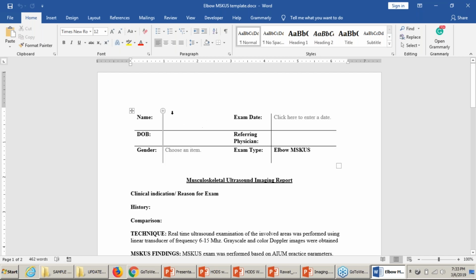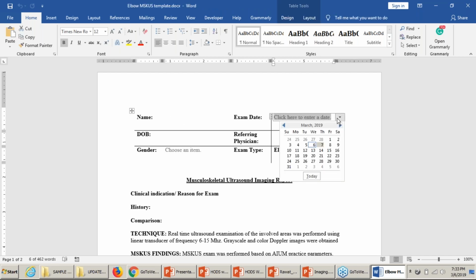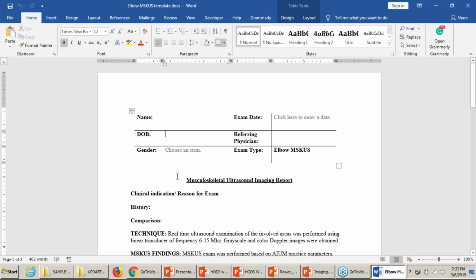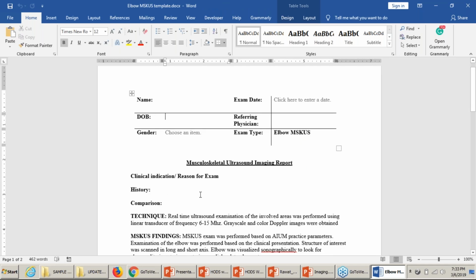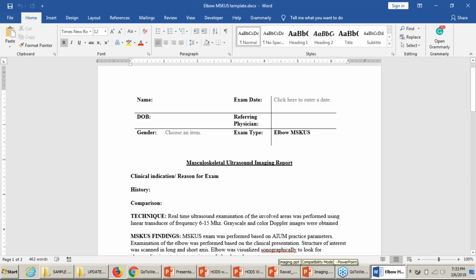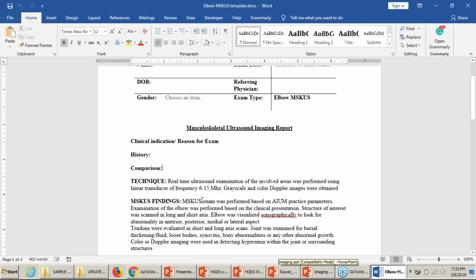This is the name, date of exam, date of birth, gender, and the type of exam. Then this is the space where you will write why you're doing this test and what type of presentation or important information from your physical exam. That'll be part of this. Comparison, if there is any comparison with previous imaging done on this patient.